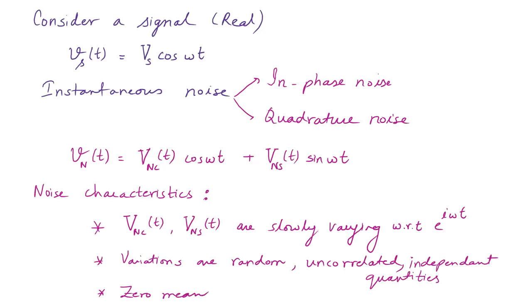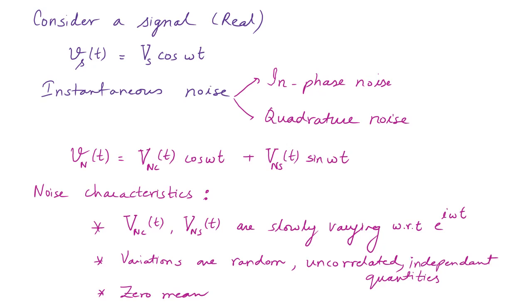So consider a signal, and the signal is always going to be real for us. So V_S(t) is the voltage due to the signal in my detector. The signal is centered at omega. Omega is like the carrier frequency, if you like. And the amplitude V_S is actually a function of time. And that is where the basic content of the signal is coming from.